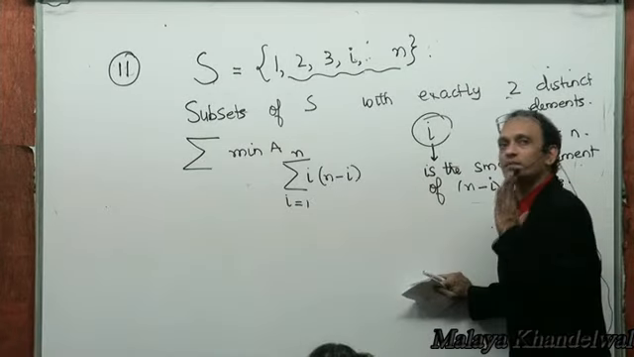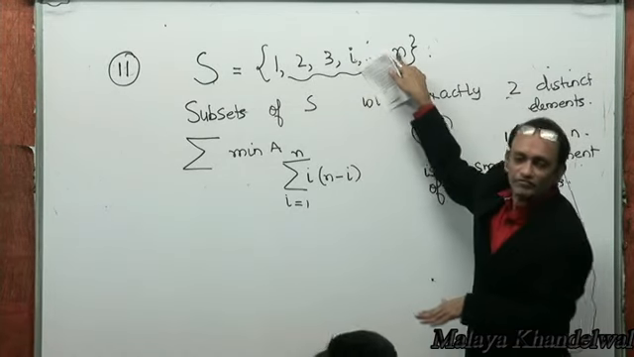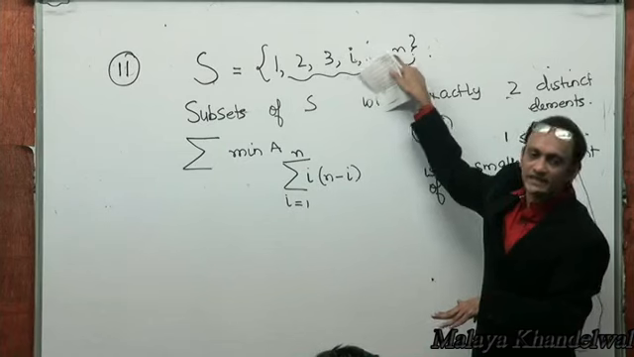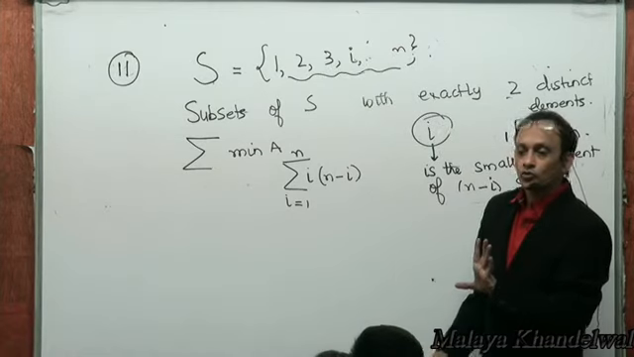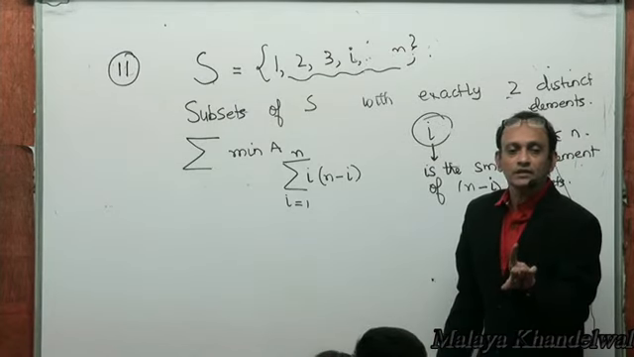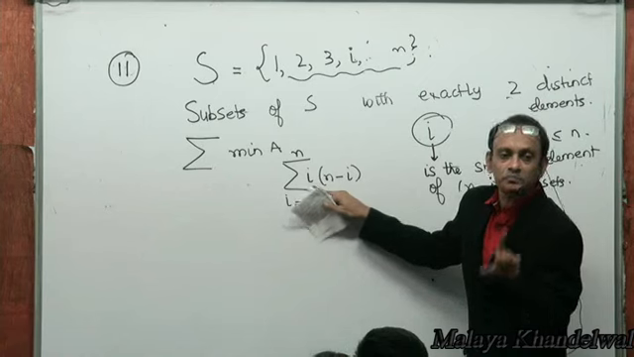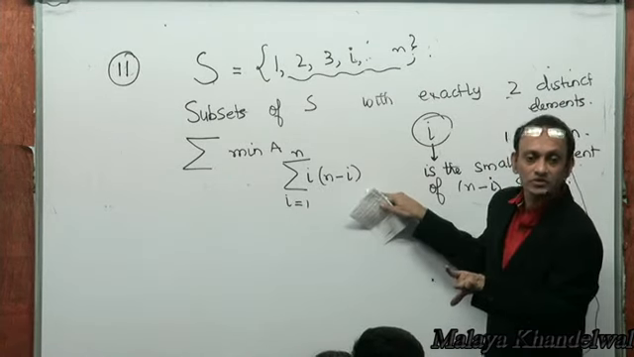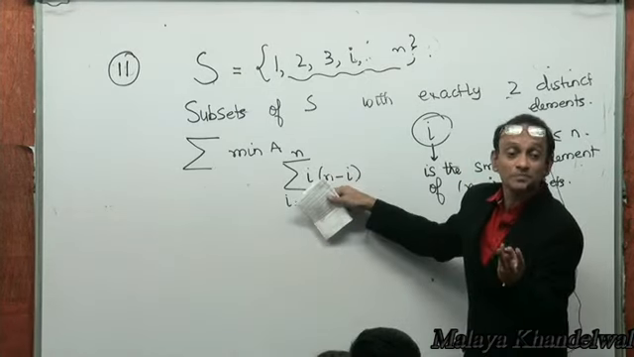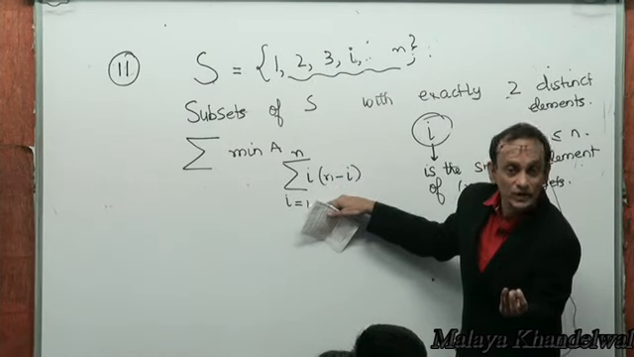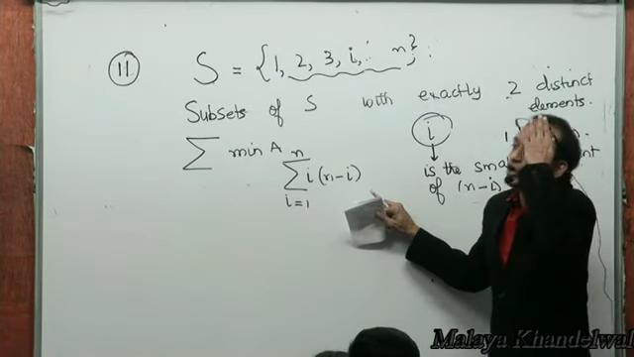See, I select all subsets in which i is the smallest element. In those subsets, the second element has to be after i. There are n minus i ways of selecting the second element, right? That means there are n minus i subsets in which i is the smallest. So if you add up all their minimum values, i plus i plus i, how many times? n minus i times. So that is i into n minus i. But i could have been 1, i could have been 2. This will give me subsets with 1 as the smallest element, subsets with 2 as the smallest element, and so on and so forth. I need to add all of them. This is what I'm seeking to do. Yes or no?